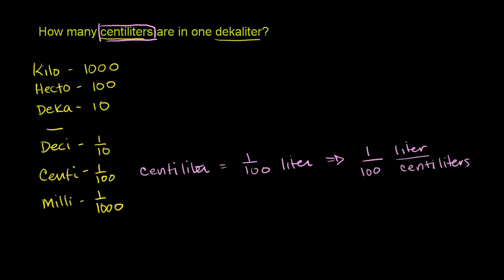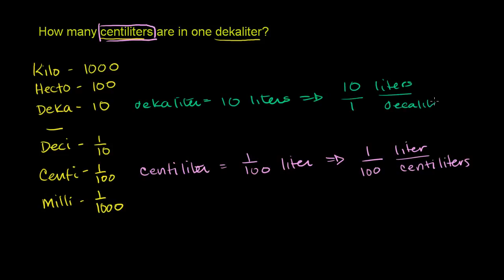So we got the centiliter. Now let's think about the decaliter. So the deca is right over here. So a decaliter means 10 liters. Or another way to say it is for every 10 liters, you will have one decaliter.